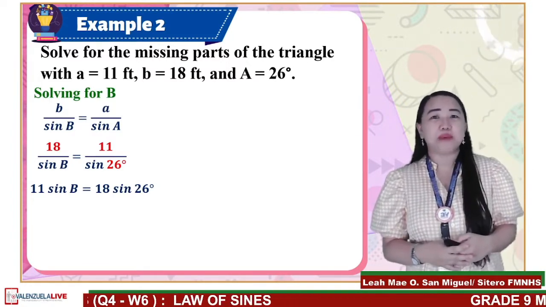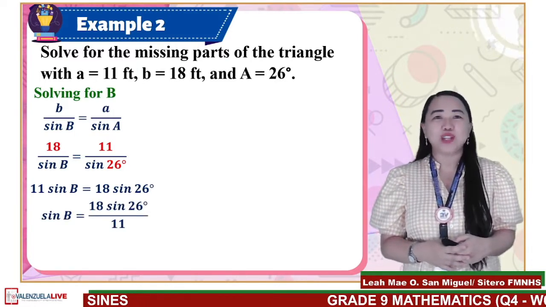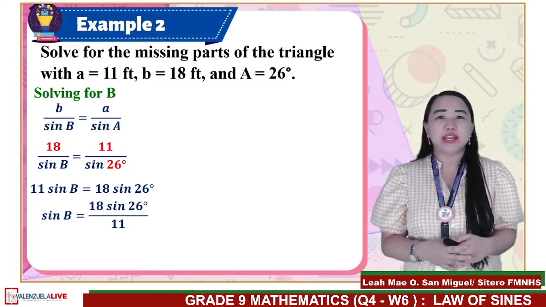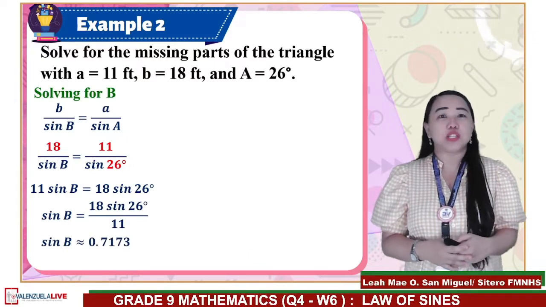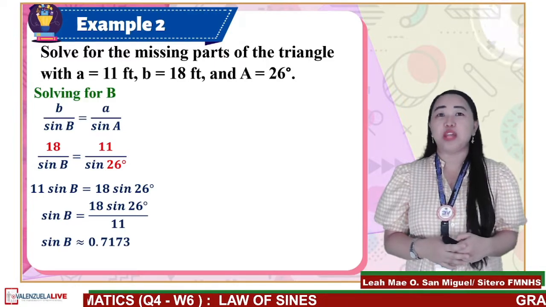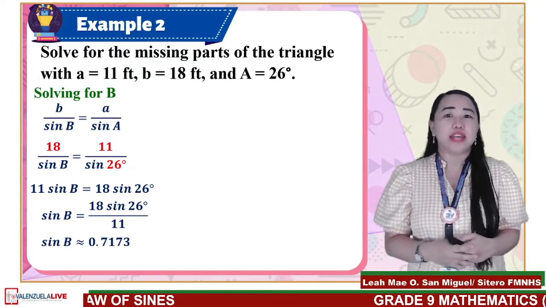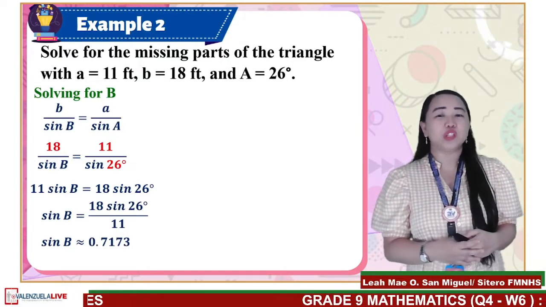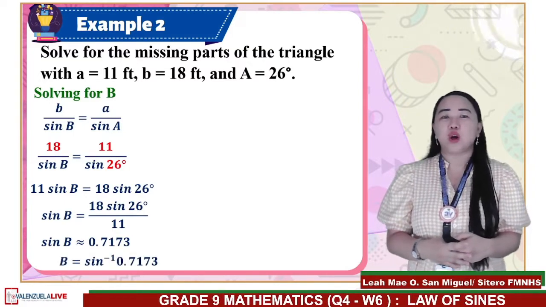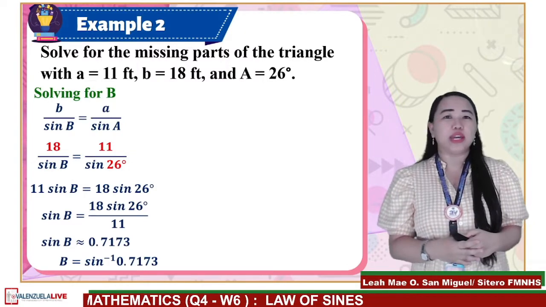Then, divide by 11, the result is sine B is equal to 18 times sine 26 degrees over 11. Simplify it, we get sine B is approximately 0.7173. Since sine B is between 0 and 1, then there are two angles possible and there exist one or two triangles. To find the first angle, get the arcsine of 0.7173 using the scientific calculator in degree mode.